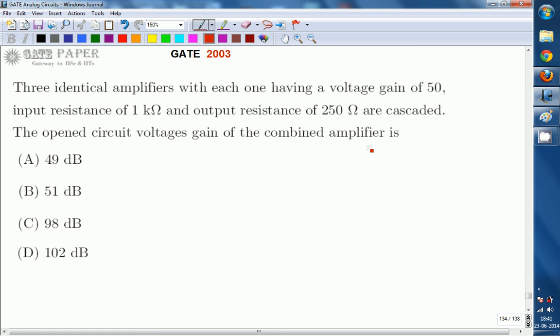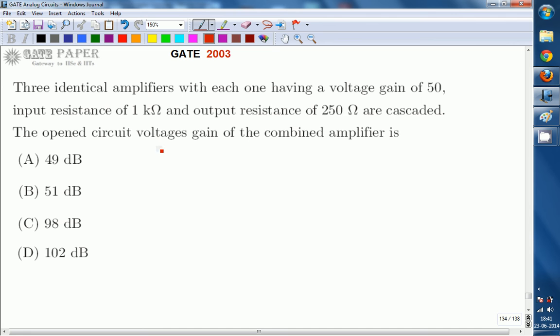Hello, we are discussing the GATE 2003 ECE paper, and this question is related to analog circuits. Three identical amplifiers, each having a voltage gain of 50, input resistance of 1 kilo ohm, and output resistance of 250 ohms, are cascaded. The open circuit voltage gain of the combined amplifier is? What will be the open circuit voltage gain of the combined amplifier?